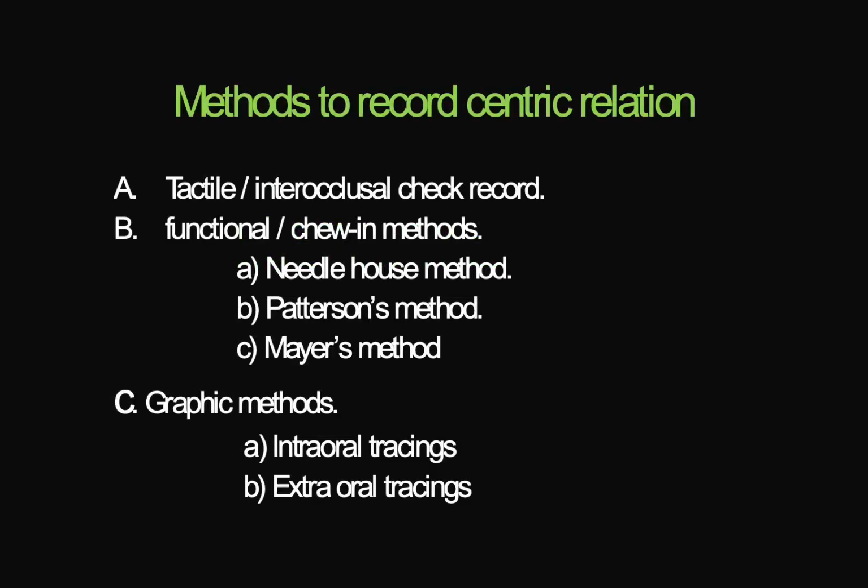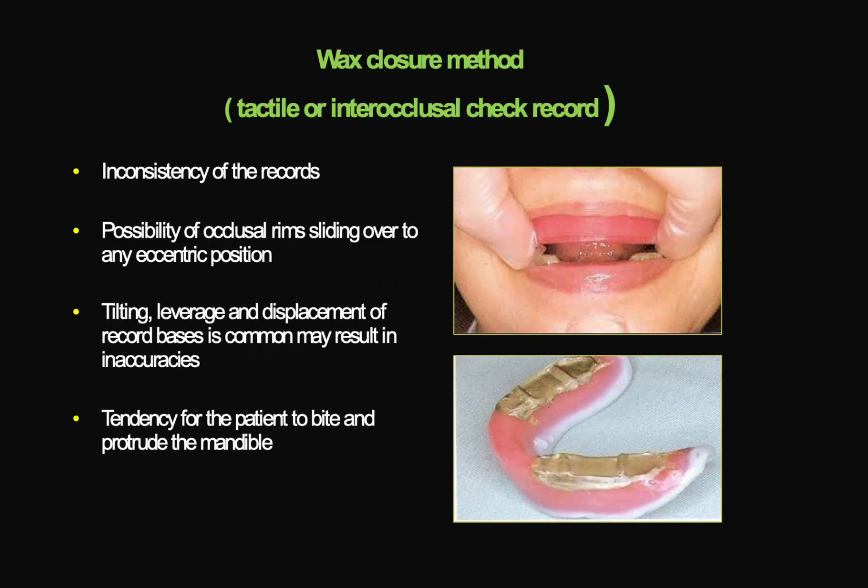How is this horizontal jaw relation in complete denture recorded? These are the various methods as listed before. Coming on to each method one by one, first is the wax closure method, tactile or intraocclusal check method. Check for the inconsistency of the records, the possibility of occlusal rim sliding over to any eccentric position.